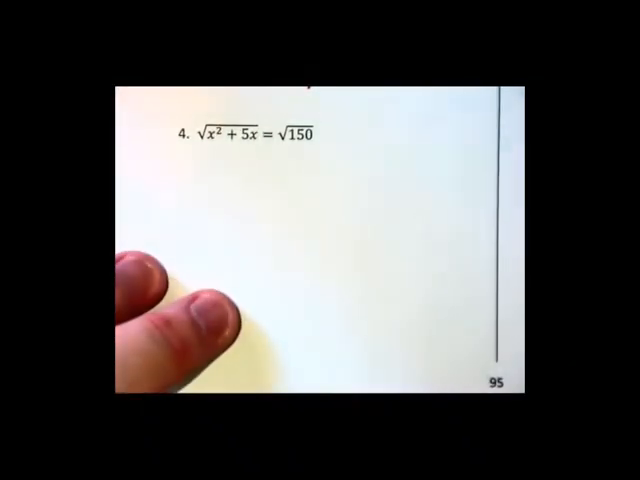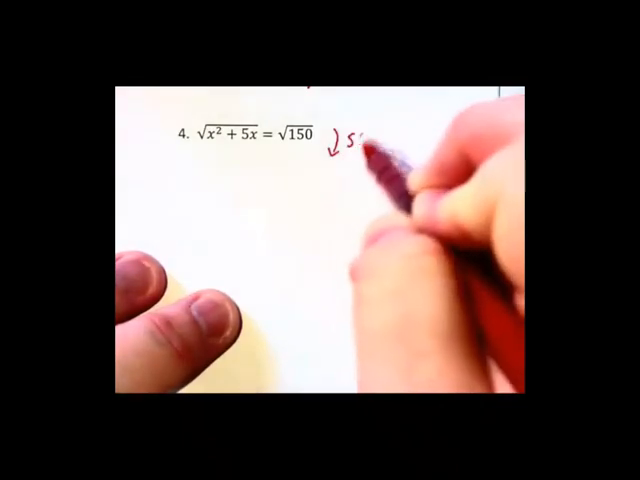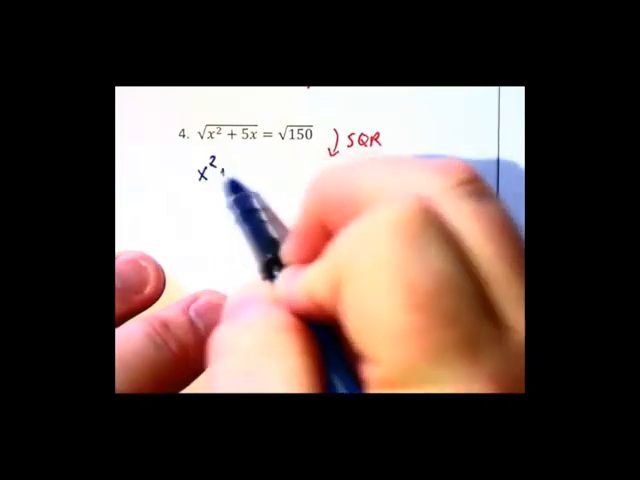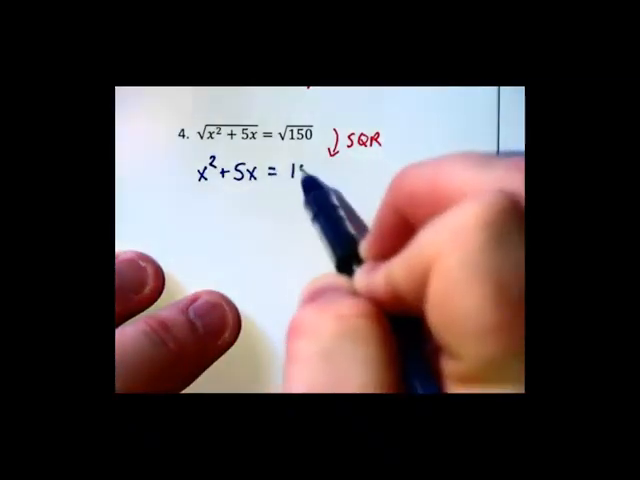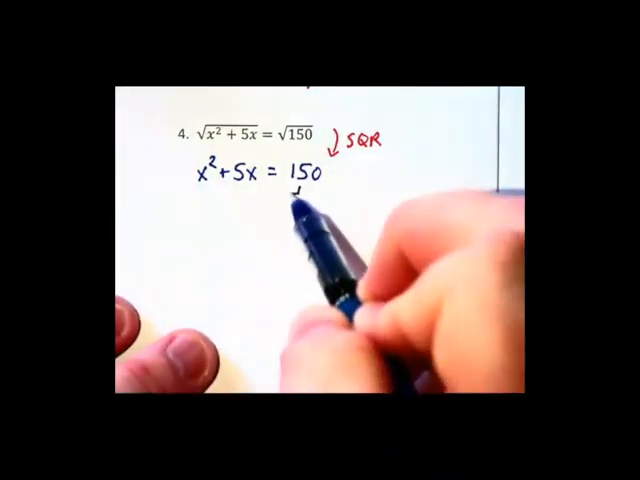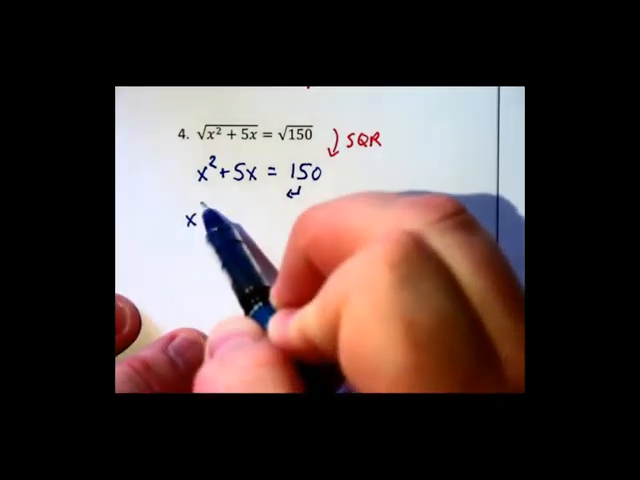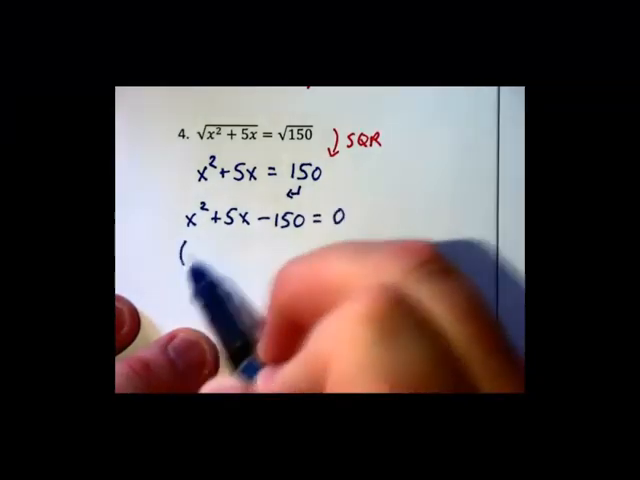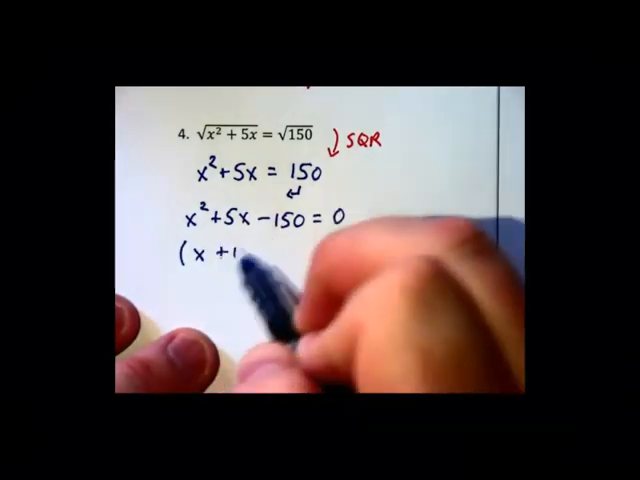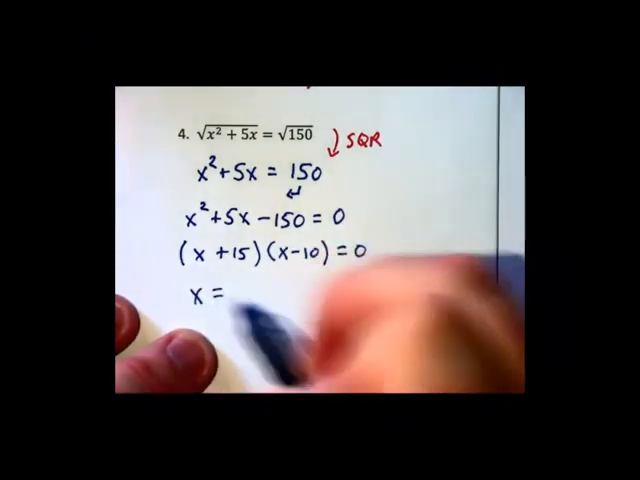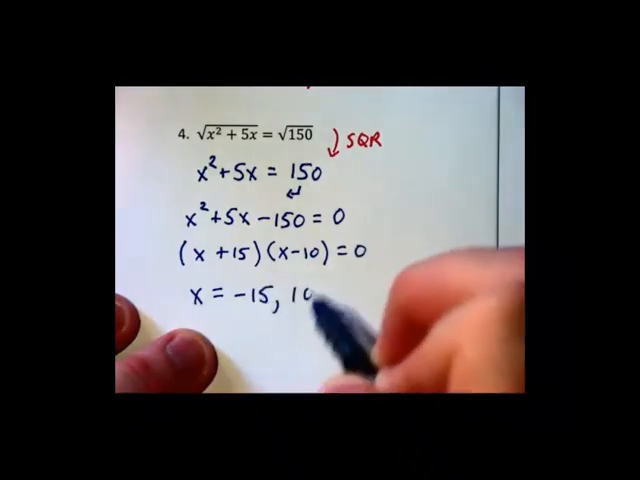On problem number 4, we have a square root on both sides. Don't let that scare you at all. We're just going to square both sides, and the left side becomes x squared plus 5x, and the right side, lifting off the radical, is 150. Since this is now a quadratic equation, we need to set it equal to 0, subtracting that 150 on both sides. And then we can factor what is left, which factors in this case into x plus 15 times x minus 10. So we get two solutions. The first one is negative 15, and the second one is positive 10.